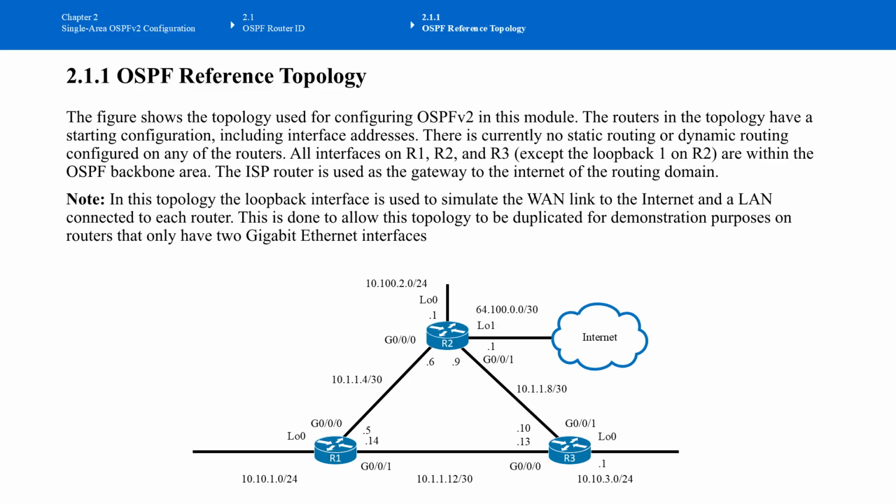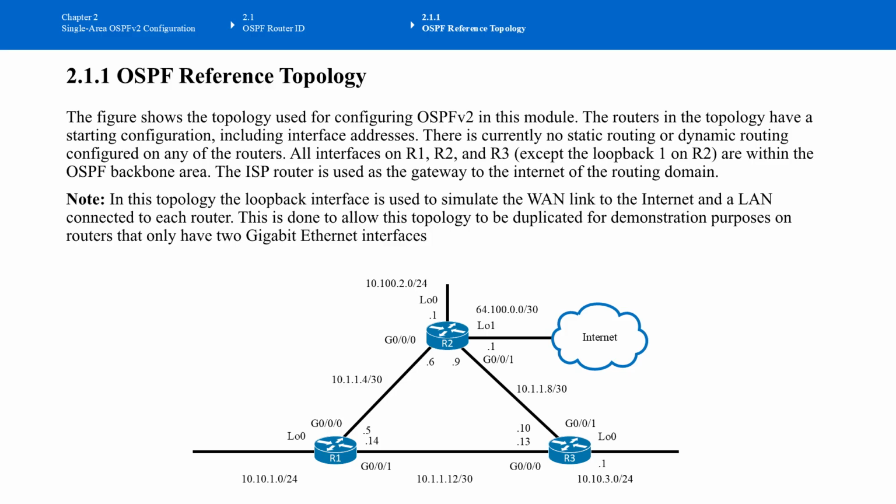You may also notice that loopback interfaces are used instead of actual LANs and WAN connections. This is a common practice in networking labs because many training routers only have 2 physical Gigabit Ethernet interfaces. By using loopback interfaces, we can simulate additional networks without requiring extra hardware.